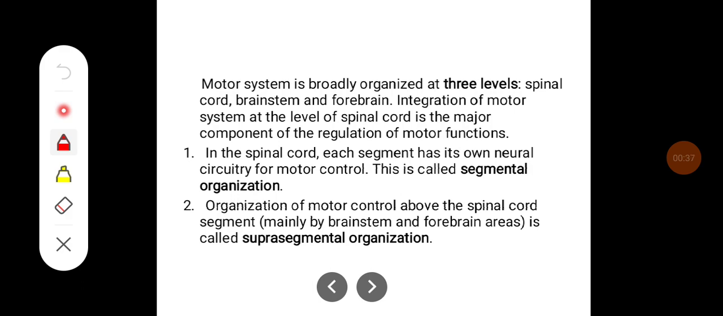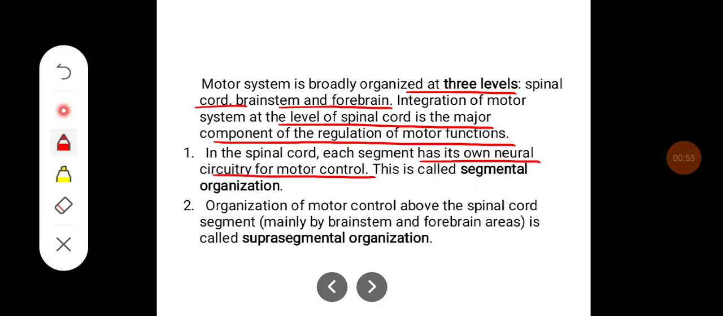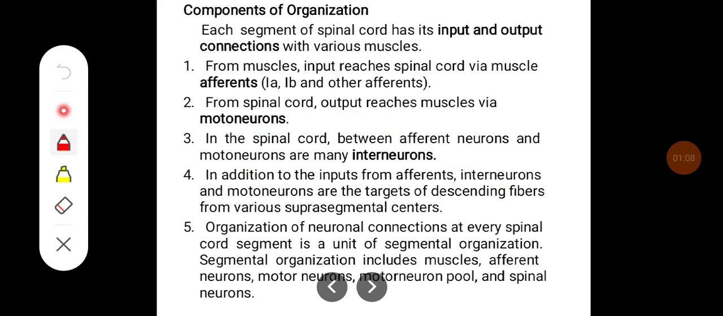Motor system is broadly organized at three levels: spinal cord, brainstem, and forebrain. Integration of motor system at the level of spinal cord is the major component of the regulation of motor functions. In the spinal cord, each segment has its own neural circuitry for motor control. This is called segmental organization. Organization of motor control above the spinal cord segment, mainly by brainstem and forebrain area, is called suprasegmental organization.